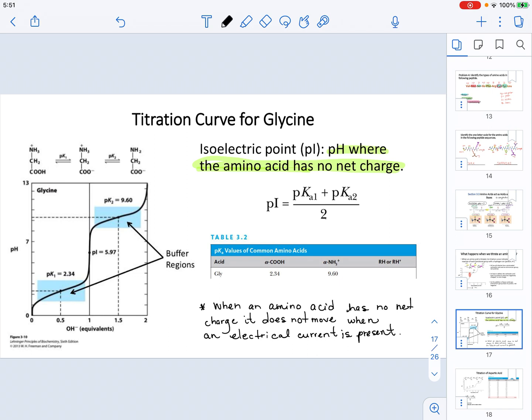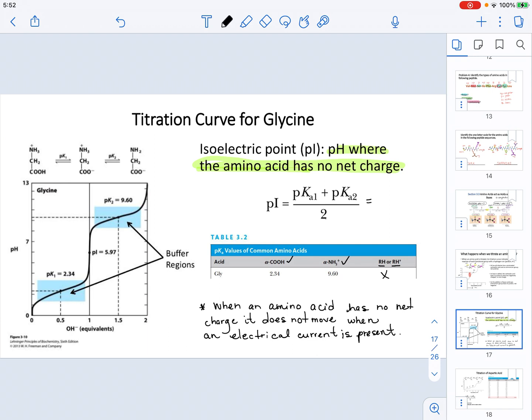Well, as long as your amino acid's side chain is not affected by pH, and you will see it because in table 3.2 in the textbook you are not going to have a value for RH or RH plus, what you can do to calculate the pI is add the two pKa's, the one for the carboxylic acid and the one for the amino group, and divide by 2. So the pI is pretty much the average between the two pKa's.